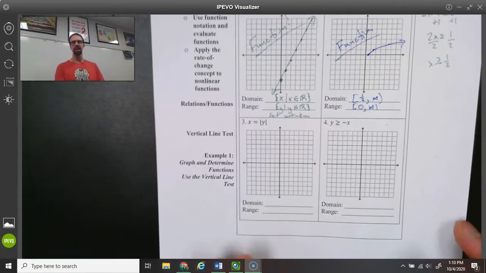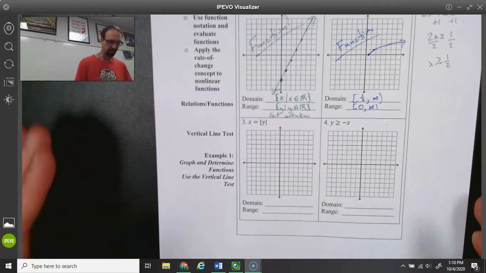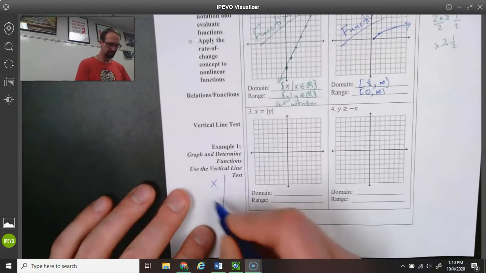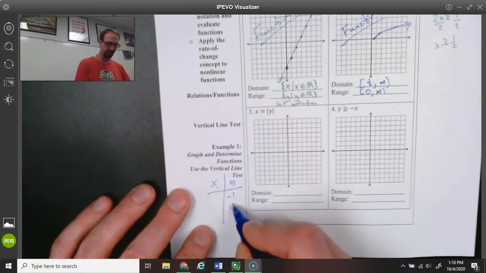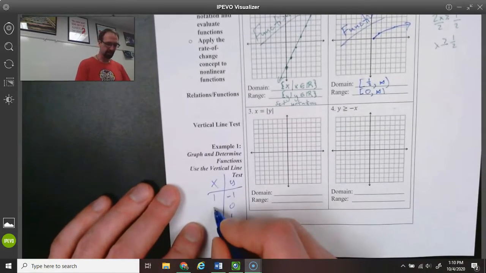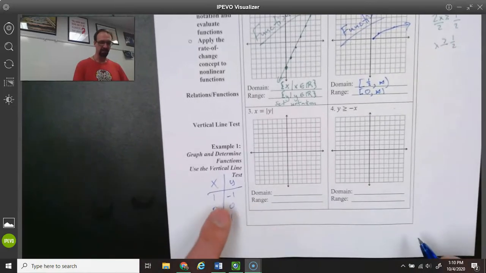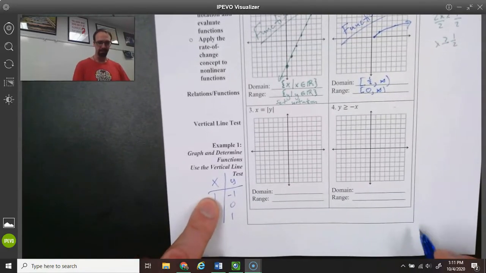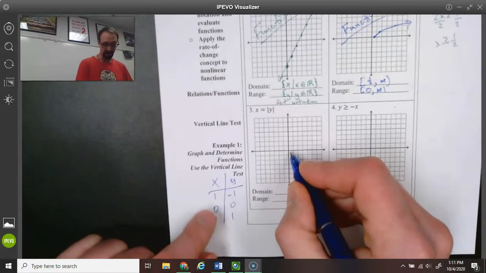Number 3, x equals the absolute value of y. So this one we have to be really careful with. This is x equals the absolute value of y, not y equals the absolute value of x. So for every value, in this case I'm setting it up where it's x equals, so I'd be plugging in y values. If I set up a t-chart and I'm plugging in different values of y, I get the absolute value, which gives me essentially the positives, which means that no matter what I have for y, I'm going to have a positive value for x, or a non-negative in this case.